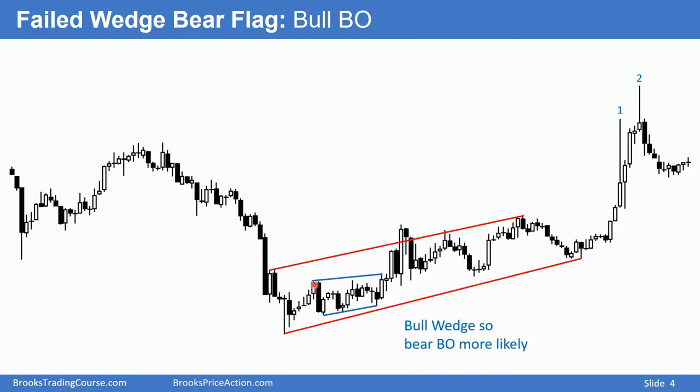Here's a small wedge, 3 pushes up, 1, 2, and 3. A wedge bull channel, a wedge rally. You have to be thinking bear flag, and we get a bull breakout. You have to expect 2 legs up, 1, pullback, 2. Bear trend, a weak rally, 3 pushes up, 1, 2, 3, so a wedge bear flag. Instead of a bear breakout, we have a bull breakout.